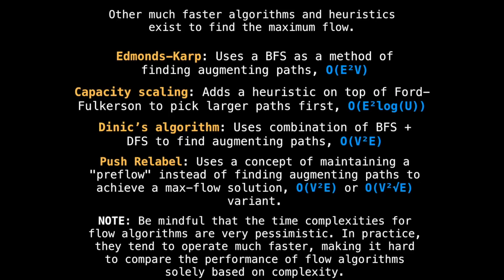One example is Edmonds-Karp, which is Ford-Fulkerson, but instead of using a depth-first search, it uses a breadth-first search to find the shortest augmenting path from the source to the sink in every iteration. There's also capacity scaling, which is the idea of picking larger paths first to reduce the number of paths you need to find overall, and this turns out to work really well, at least from my empirical tests. Then there's Dinic's, which uses a breadth-first search to first find a layered graph that guides edges towards the sink, and then uses a depth-first search to actually find the augmenting paths.